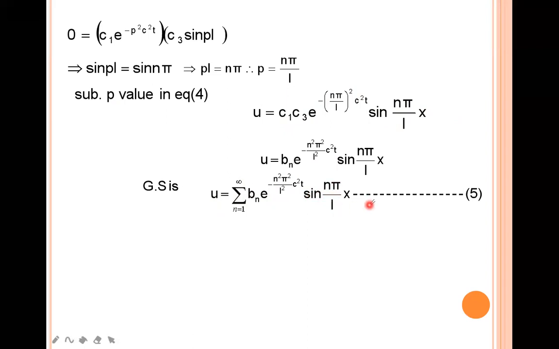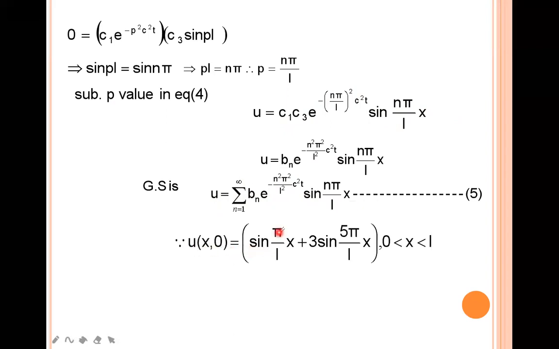Now use the third boundary condition. The third boundary condition is u = sin(πx/L) + 3 sin(5πx/L) when t = 0. Put u equal to this value and t = 0. If you substitute t = 0, e^0 is 1, times bn, that is bn sin(nπx/L). Summation n = 1 to infinity of bn sin(nπx/L) equals u. The u value is sin(πx/L) + 3 sin(5πx/L).